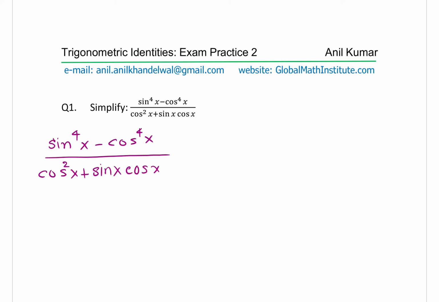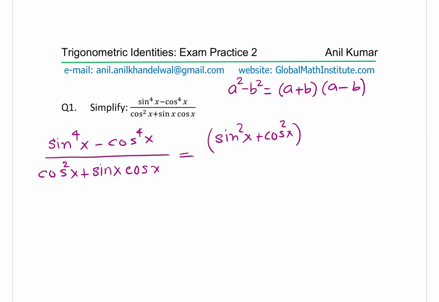To prove trigonometric identities or to work with them, remember we also need good knowledge of algebraic identities. Now in this particular case, difference of squares is very important to understand. As you know, a square minus b square can be written as a plus b times a minus b. So this is the first identity which we are going to use to simplify. The numerator therefore can be written as sine square x plus cos square x times sine square x minus cos square x.